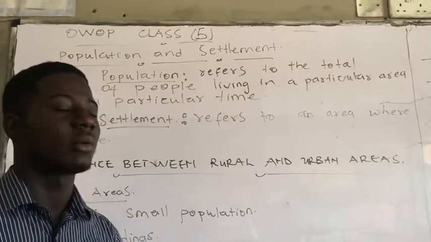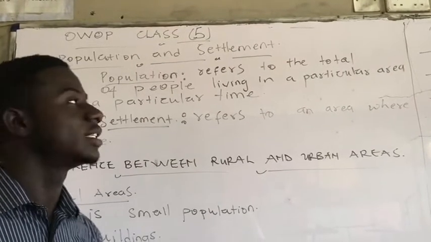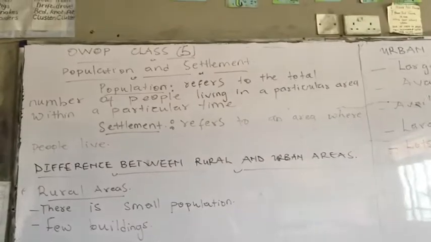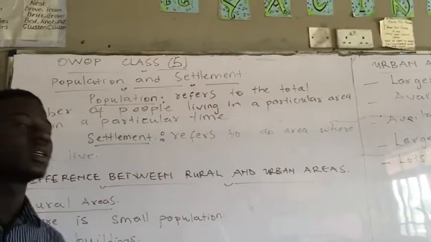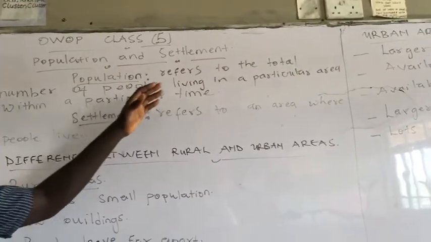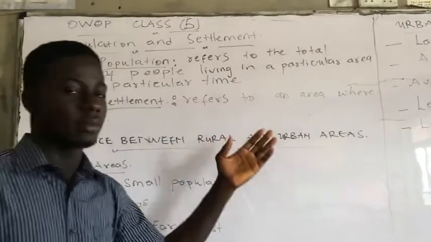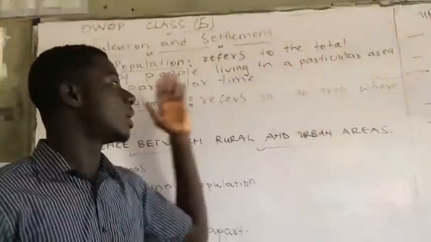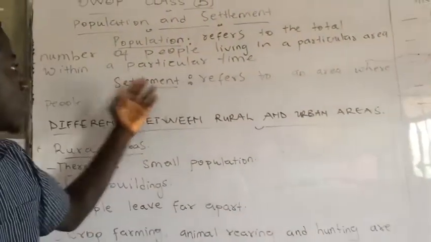Today we'll be talking about population and settlement. So now let's come to the board and look at what population is. When we say population, population refers to the total number of people living in a particular area within a particular time.